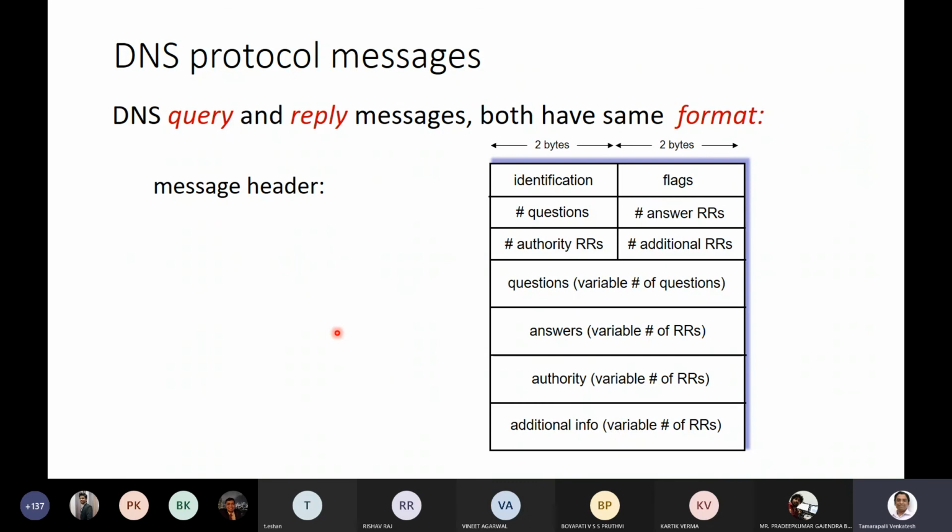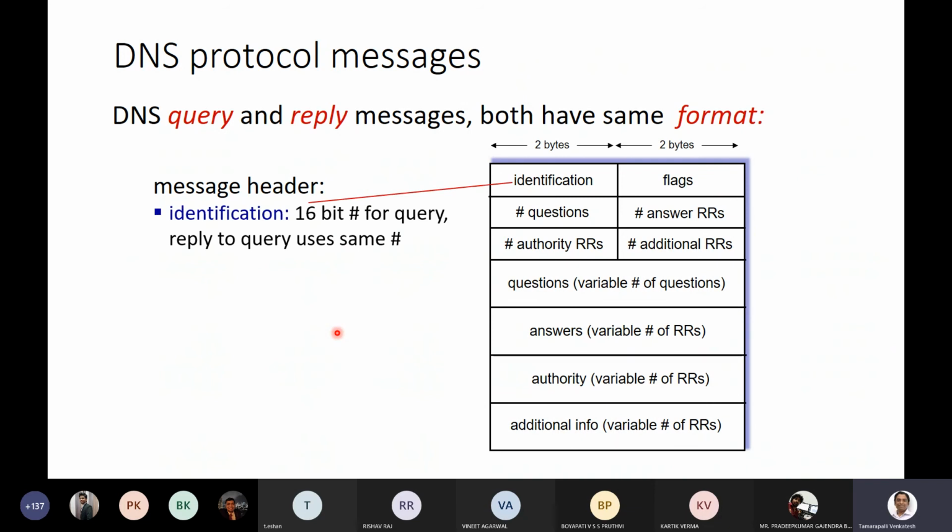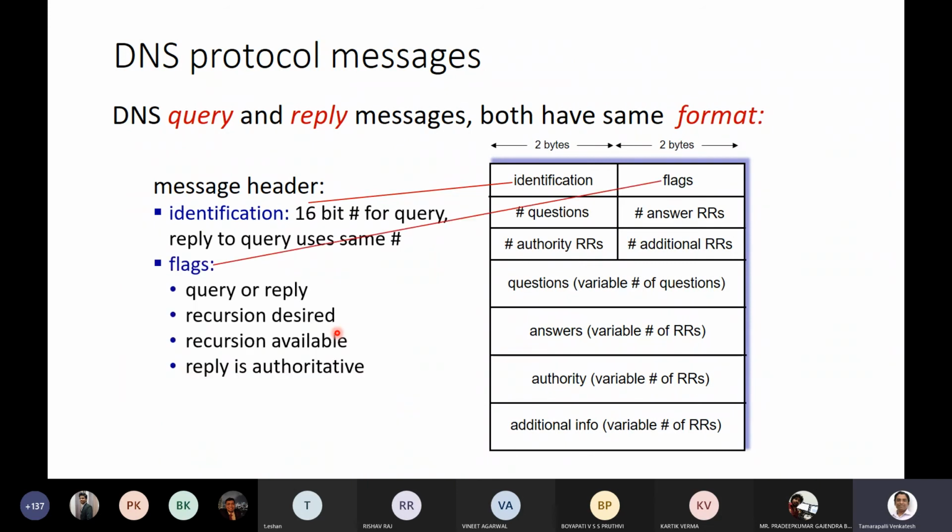DNS protocol messages. This is a simple query response message protocol, and the query and the reply messages both have the same format, the same packet type. Depending on the type of the packet, it determines whether it's a query or the response. So it has a message header which is used for identifying the message and identifying the duplicates, because you may always have to resend the query. So the identifier helps you to do that.